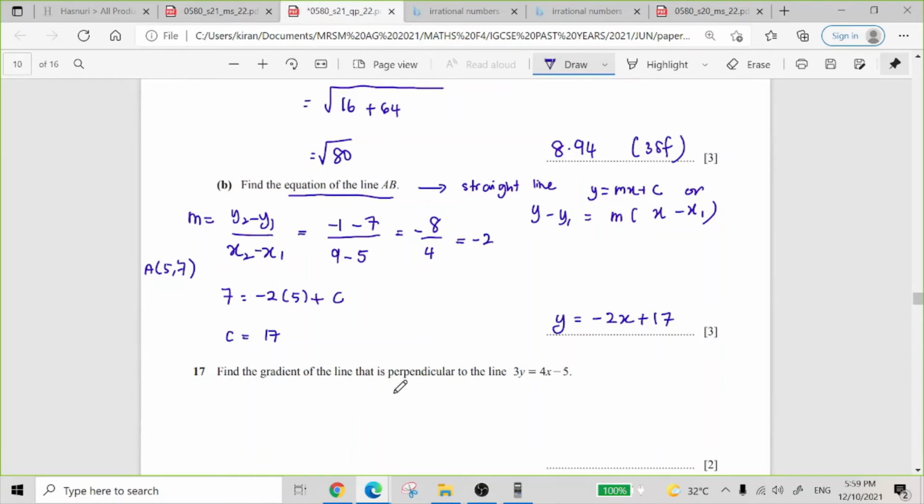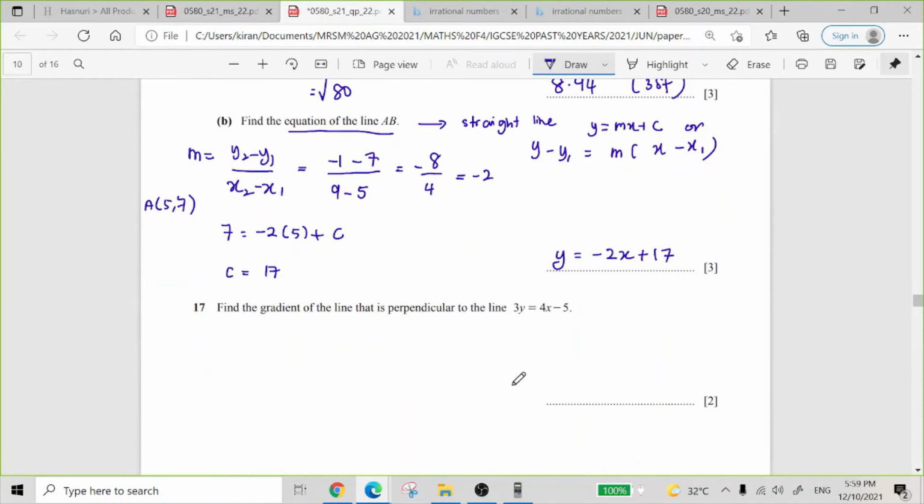Next question, 17. Find the gradient of the line that is perpendicular to the line 3y equals 4x minus 5. Questions on straight lines are very popular. They will always come into paper 2 or paper 4. So you must remember the formula to find the gradient, the formula to form a straight line, the formula for the perpendicular line, or the formula for the parallel line.